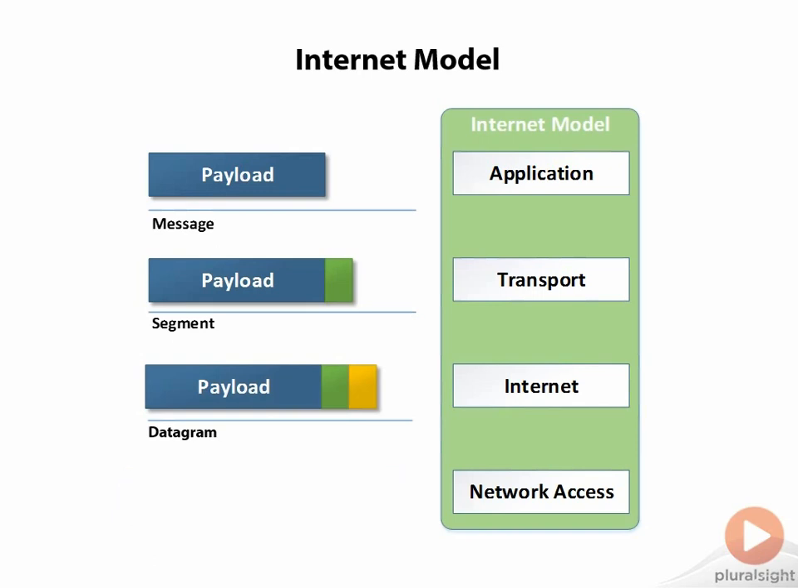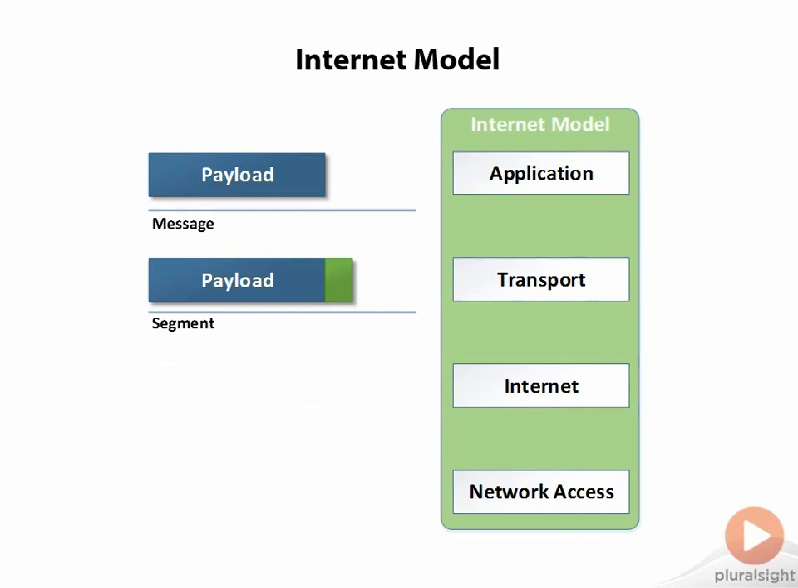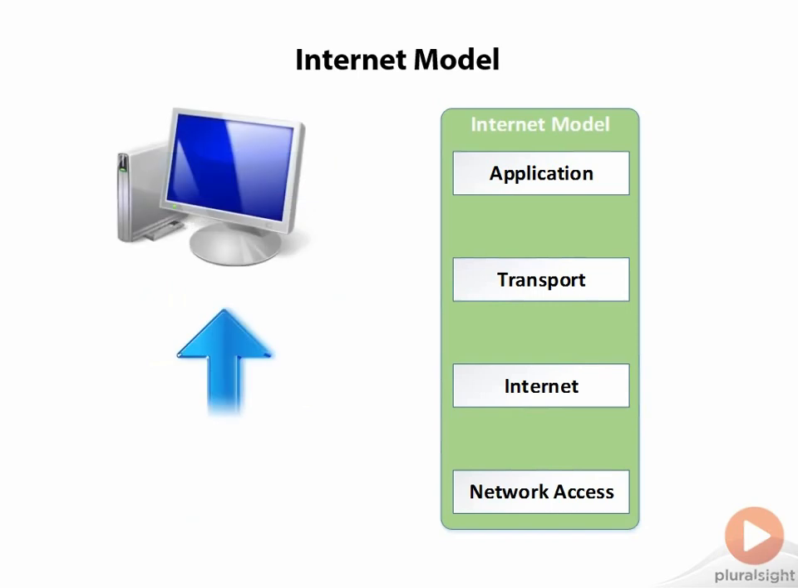It then strips off the framing information, or the information that was added at the network layer, and passes it up to the internet layer, which strips that off and passes it up to the transport layer. Then at the application layer on the receiving machine, we're left with the original message. So then it gets passed up to the recipient.